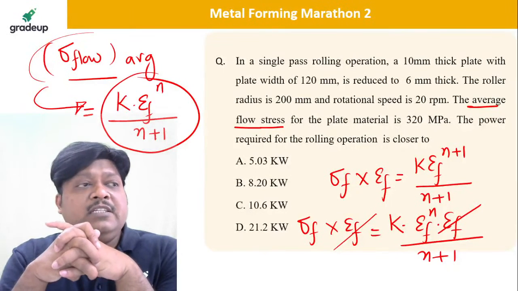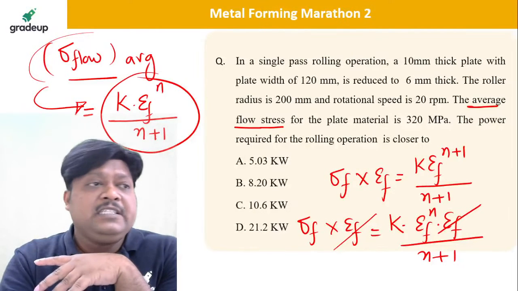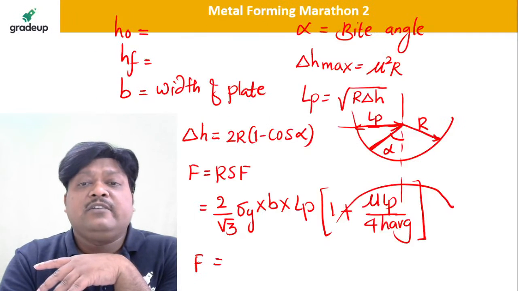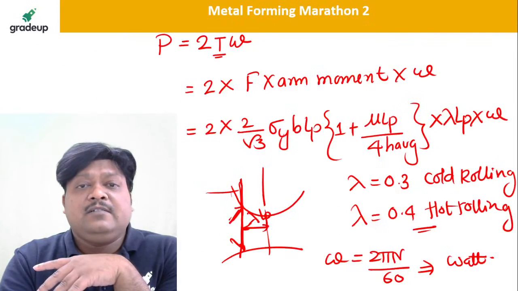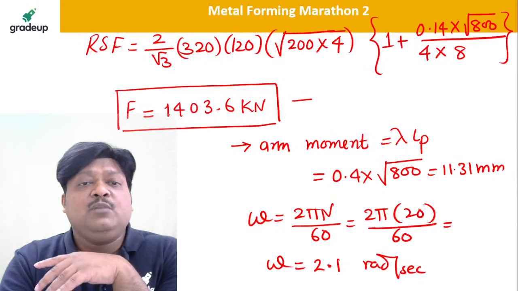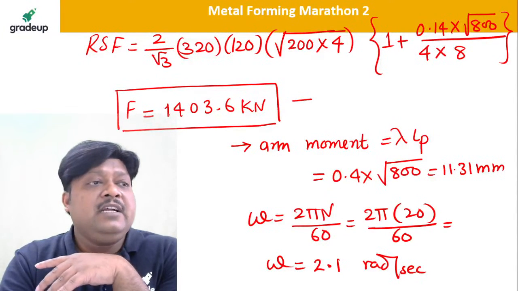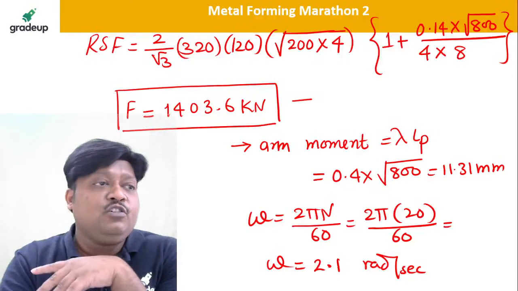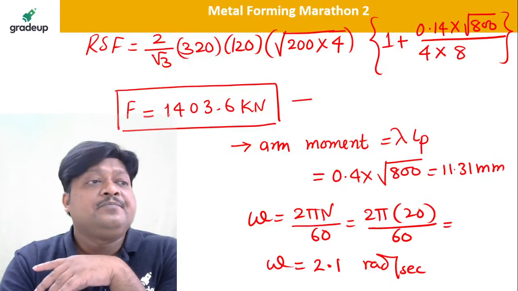Come on, dear students. I hope it is clear. If any mistake, then tell me. I hope we have done it correctly, so that will be the correct answer. So force we have calculated, 1.403 meganewton. Arm factor, unless and until it is stated, we have taken as hot rolling operation. Right.